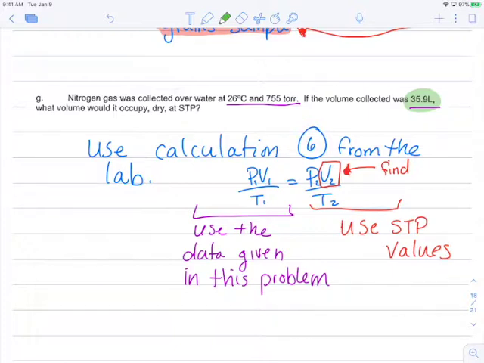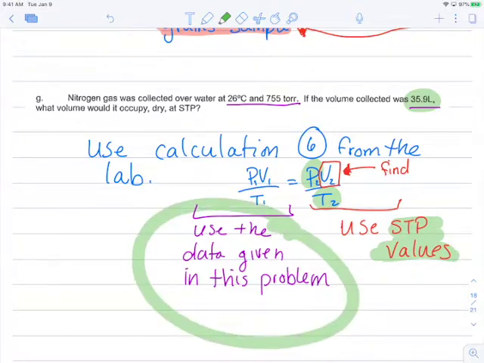So we're trying to find V2, P2 right here, and T2 right here. Those are your STP values. So remember, if you're in torr, that's going to be 760 torr for the pressure, and for Kelvin, of course, 273.15. And now over here, you want to use the data given in this problem. All right, so your volume given was this one right here. Your temperature given was this right here, but watch out for that torr here.